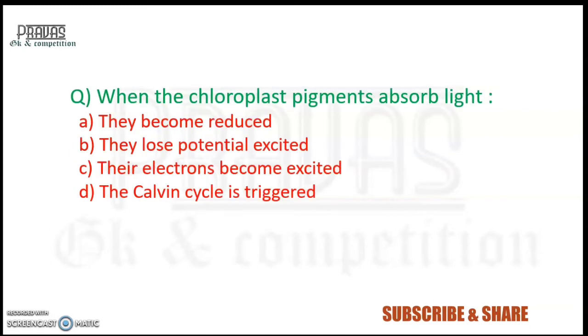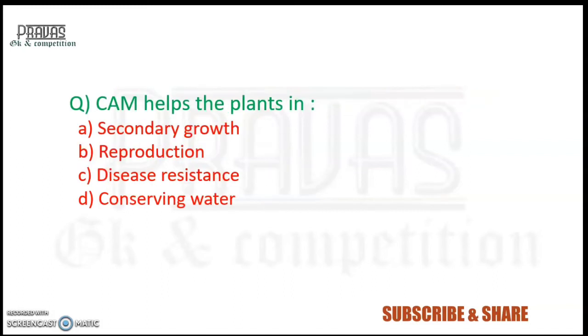When the chloroplast pigment absorb light? And the answer is their electrons become excited. So chloroplast pigments absorb light. After that, the electrons become excited. CAM helps the plants in conserving water. Remember, CAM helps the plant to conserve water.